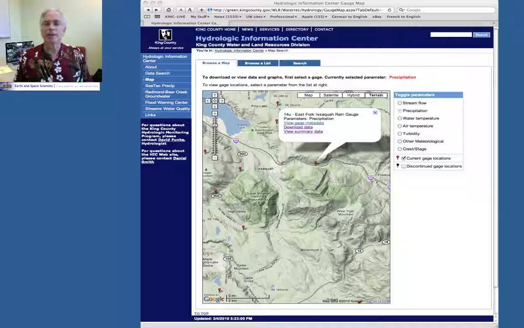By toggling on the precipitation button, you can find out where King County is measuring precipitation. In this case, I have a precipitation gauge on Bear Creek that is upstream from the gauging station. So at this point, by clicking on the gauge metadata or downloading data, one can get all the precipitation information in this watershed.